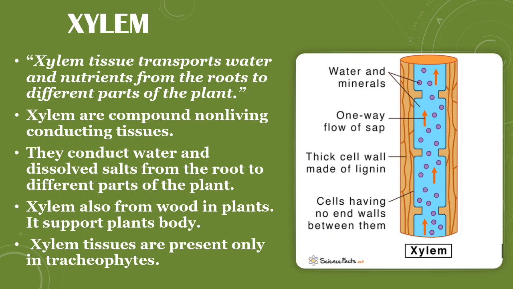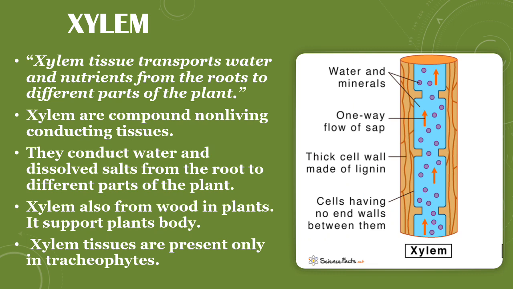Xylem, you can observe here in the diagram, water and minerals are transferred from one part to another with the help of xylem vessels. Xylem tissue transports water and nutrients from the root to different parts of the plant. Xylem is composed of complex non-living conducting tissues. They conduct water and dissolved salts from the root to different parts of the plant.